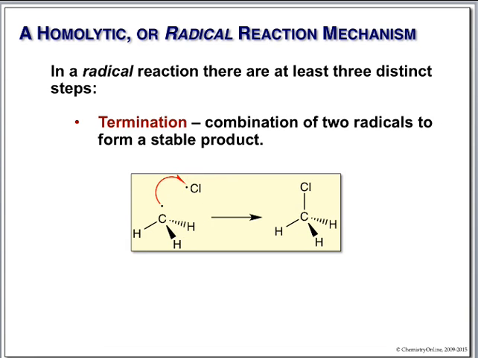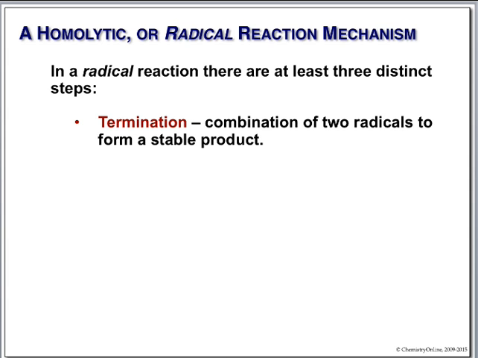Termination. Termination simply means we stop the free radical chain process. We can do this any way. One possible way, what if a methyl radical happened to hit a chlorine radical? We would form chloromethane, but we're out of radicals now, aren't we? So we have terminated the chain process. 3 steps, they're not difficult.